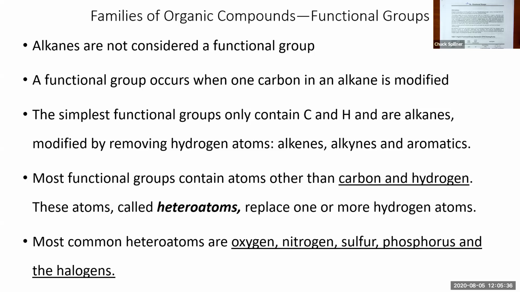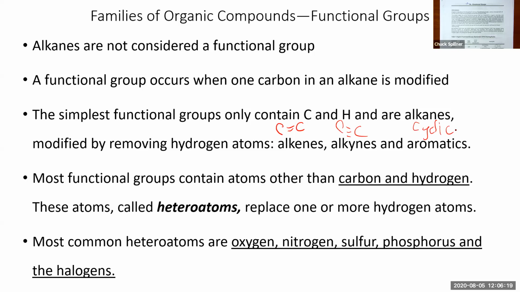So the simplest functional groups, the lowest in the hierarchy, are the hydrocarbons, and they're modified alkanes. These are called the alkenes, the alkynes, and the aromatics. We talked about alkenes and alkynes before. Remember, the alkene has a carbon-carbon double bond, and the alkyne has a carbon-carbon triple bond. And the aromatic is a special cyclic hydrocarbon.